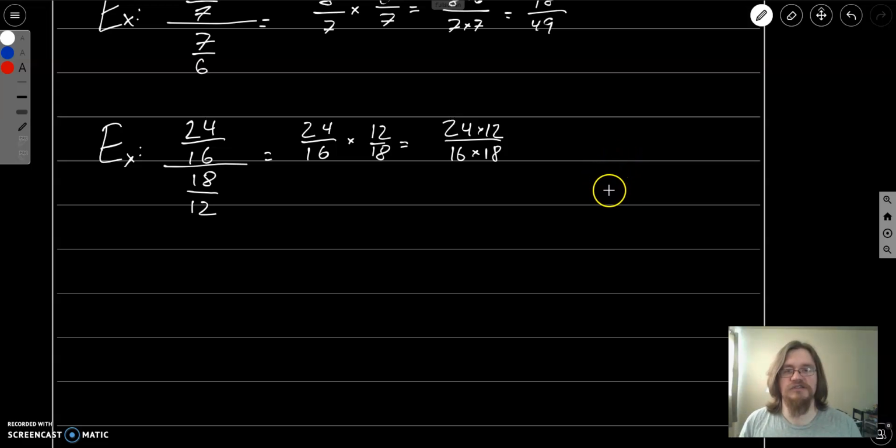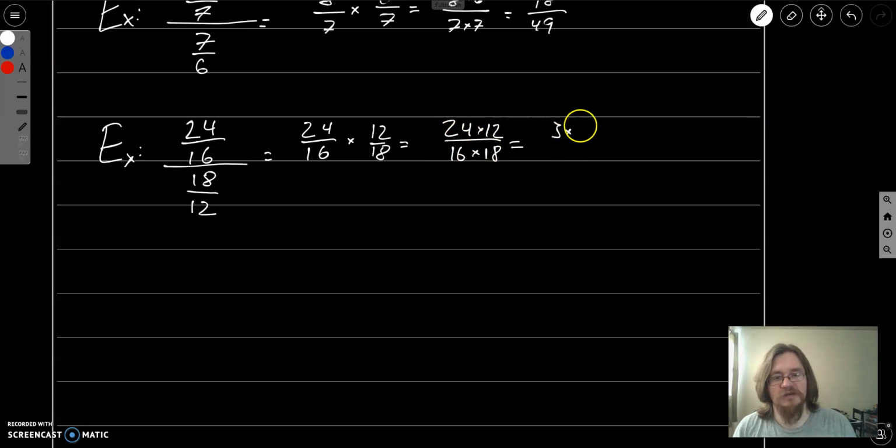It's a good habit to get into to reduce fractions. When the question asks you for it, it'll be necessary. If the question doesn't ask for it, still a good thing to be able to know, to be able to practice here. So I want to start reducing things on the top and the bottom. What I'll do is start looking for things that'll cancel. For instance, 24 is going to be 3 times 8. 16 is going to be 2 times 8. So I see that I can cancel an 8 off the top and the bottom.